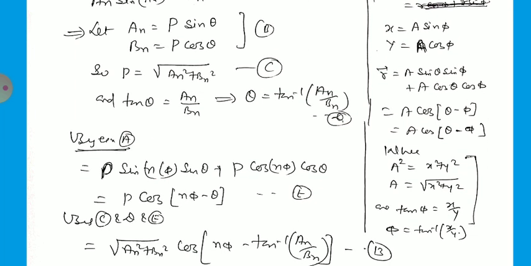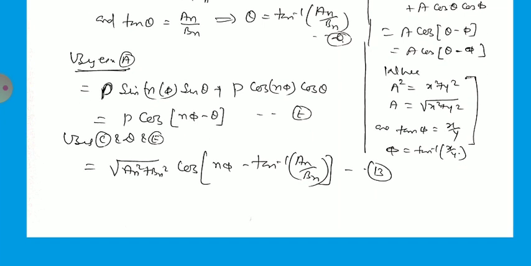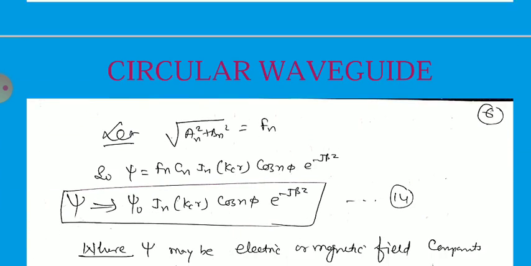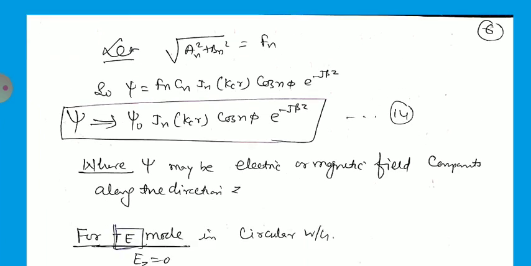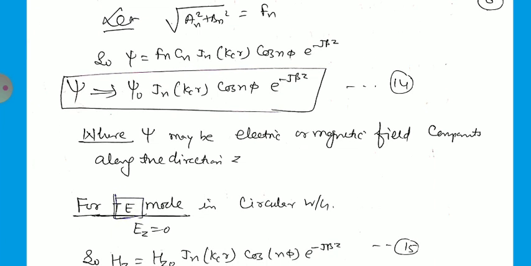So finally we can substitute these values, and the equation written above becomes P sin n phi cos theta plus P cos n phi sin theta, and this is P cos(n phi minus theta). Instead of P we can write the result in terms of A and B: root of An squared plus Bn squared multiplied by cos(n phi minus tan inverse of An by Bn). Let us assume a new function Fn equal to root of An squared plus Bn squared. So psi equal to Fn Cn Jn(kcr) cos(n phi minus theta) e raised to power minus j beta z, where psi may be the electric or magnetic field component in the direction of z.